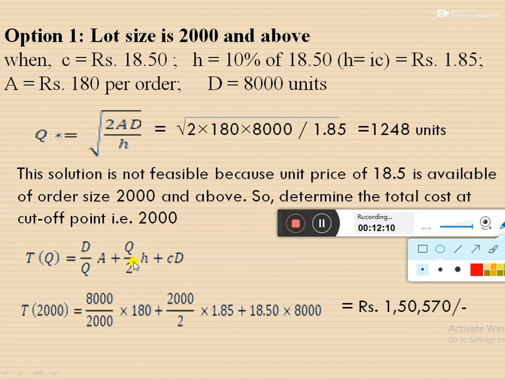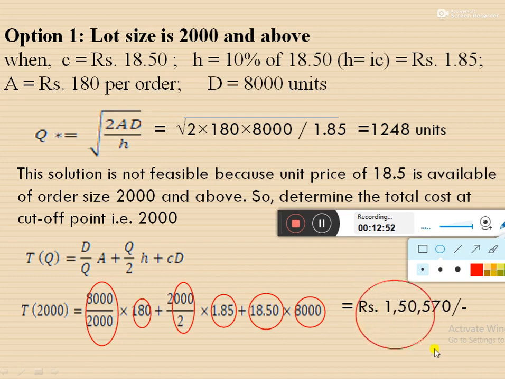By putting all the values in this formula: D by Q, where D is equal to 8000 and Q we have considered equal to 2000, times A, the ordering cost per order, that is 180 rupees. Average inventory, that is Q by 2, 2000 by 2, times H, that is I into C, equal to 1.85, and plus CD. C denotes the cost per unit or per unit price, and D denotes the annual demand. So after simplifying this formula we would get the total cost.